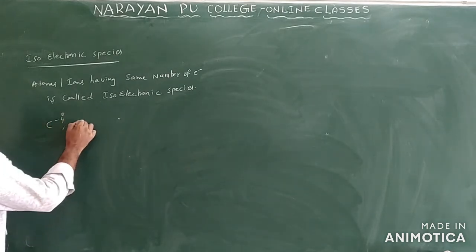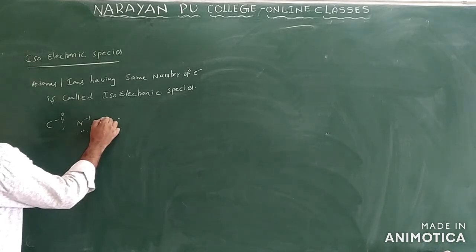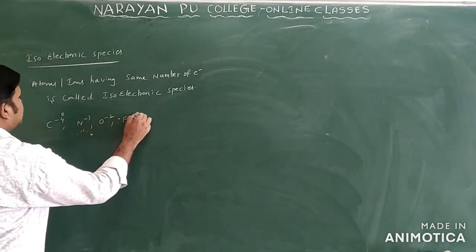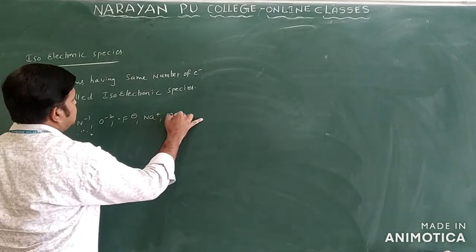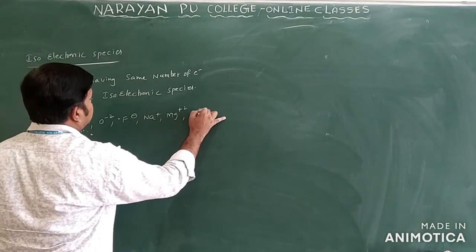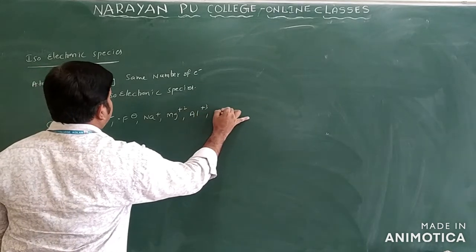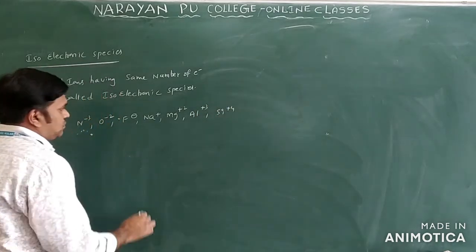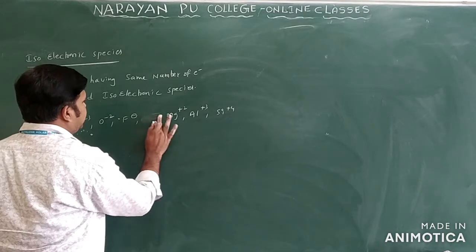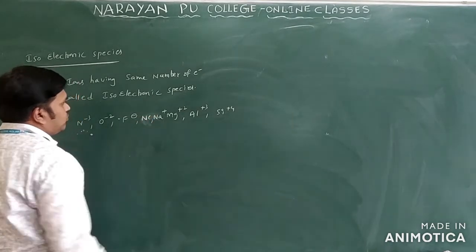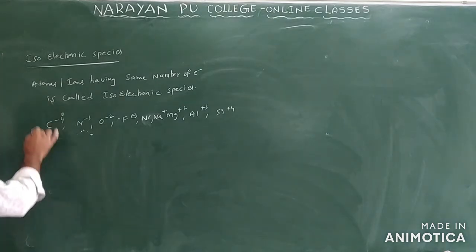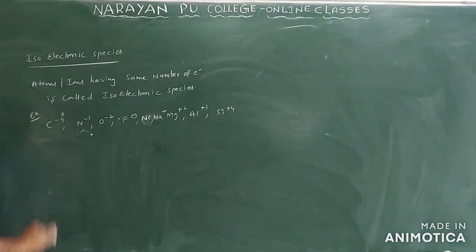In isoelectronic species, suppose you want to see the example, I will write here C minus 4, N minus 3, O minus 2, F minus, Na plus, Mg plus 2, Al plus 3 and Si plus 4. I will write neon also, along with sodium. These are examples for isoelectronic species.